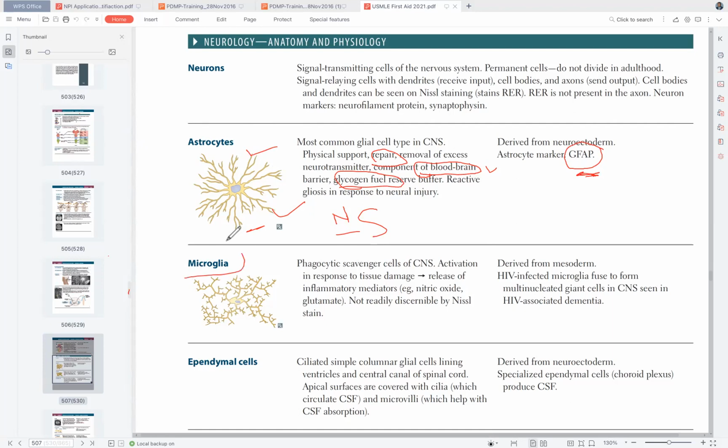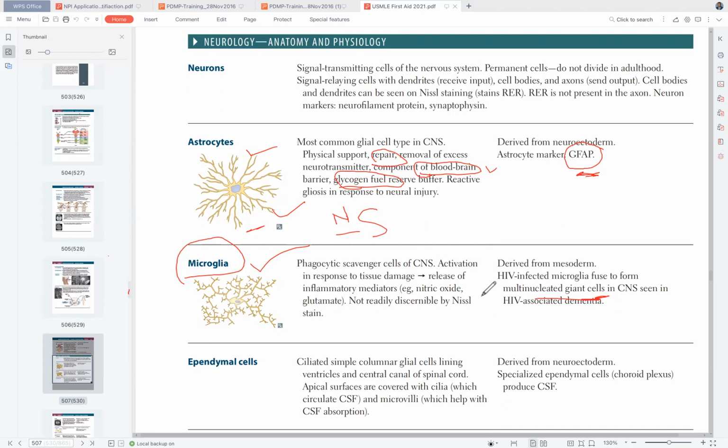Now, microglial cells, these are the macrophages in the CNS. So if there is any debris that needs to be eaten up, it is the microglial cells that will do that. They are derived from the same origin as the macrophages, but they migrate into the brain to perform the function of macrophages. And then they can also fuse to form multinucleated giant cells.